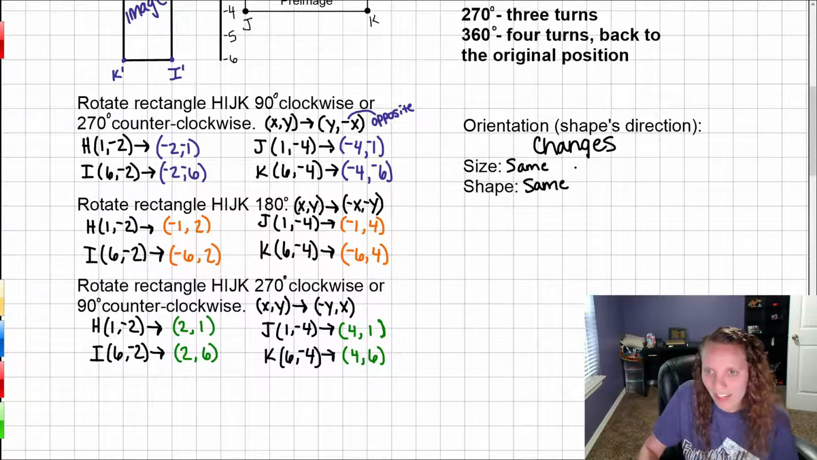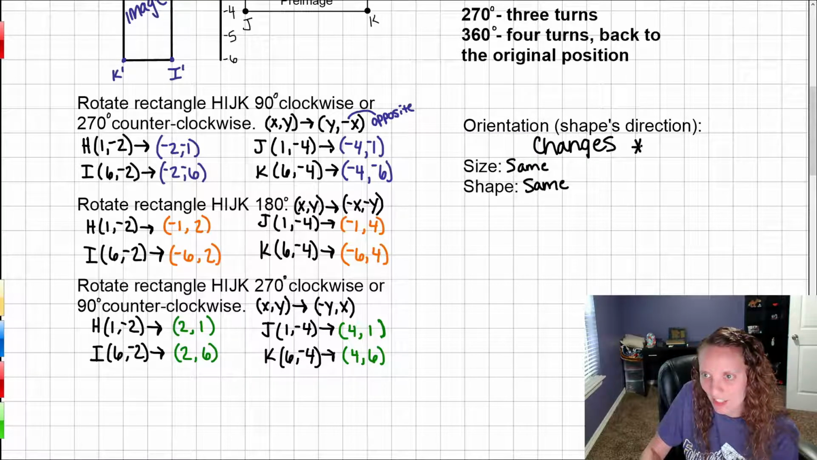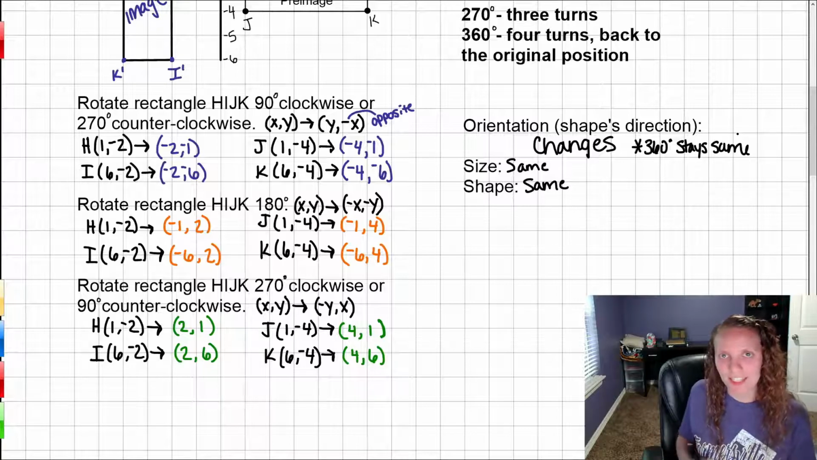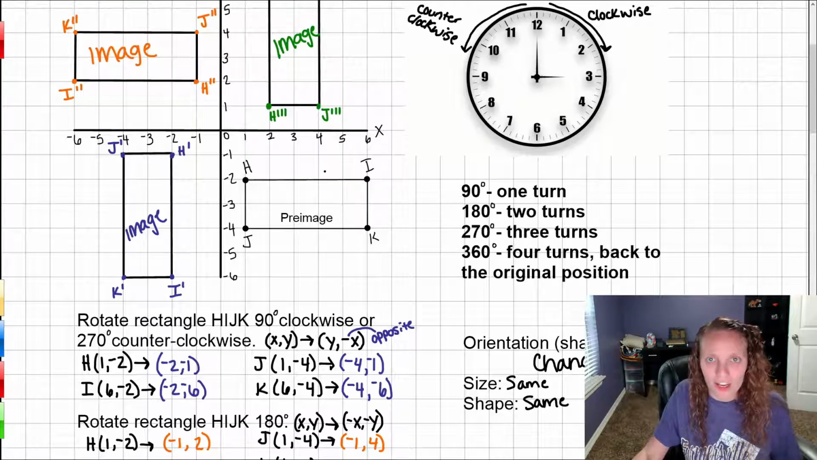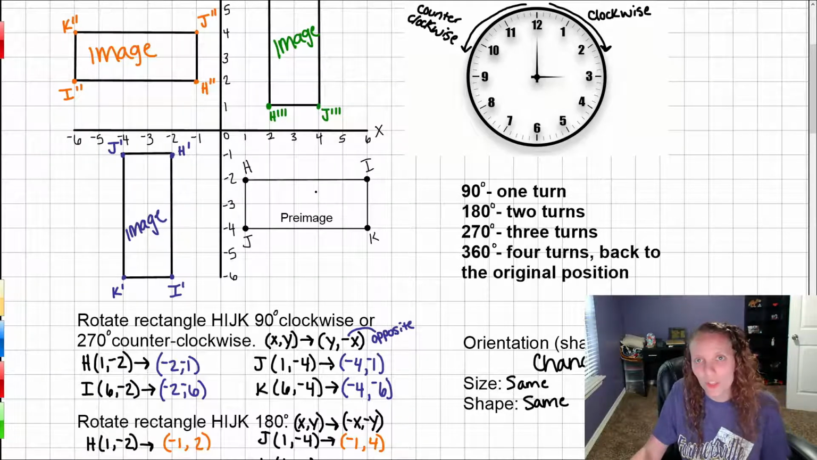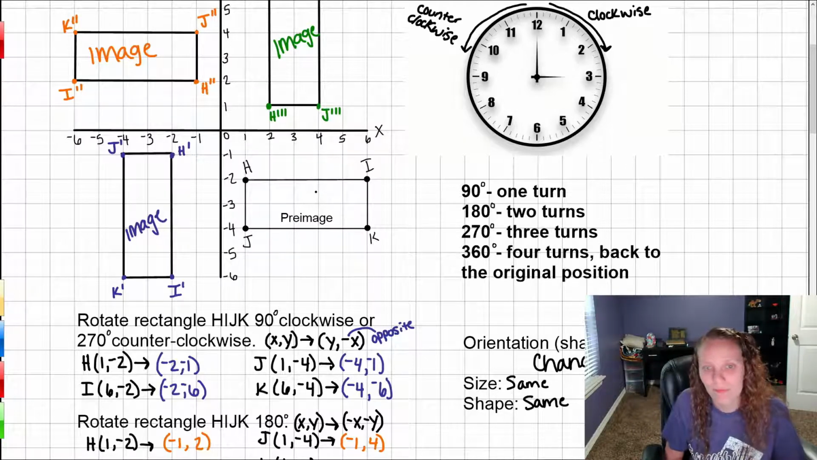The only thing for orientation, all of them change except for a 360 degree rotation. If we rotate something 360, that's making a full entire circle around. So if we took this pre-image and rotated it 360, 1, 2, 3, 4 turns, it's back in the same position. So just keep in mind a 360-degree rotation does actually stay the same for the orientation.